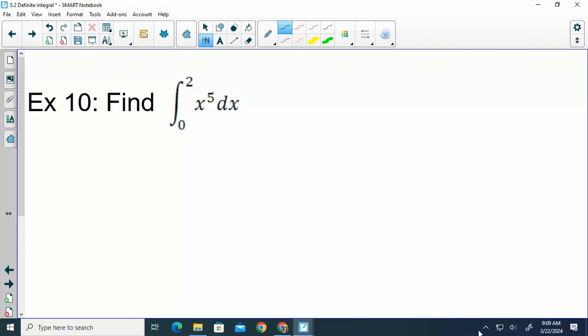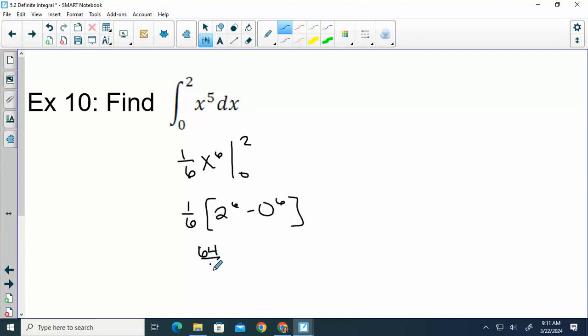All right, you guys do this one. Antiderivative of x to the 5th, from 0 to 2. If you want, you can pull your 1/6 out. So you have 2 to the 6th minus 0 to the 6th. 2 to the 6th is 64, minus 0 is 64 over 6. All right. Going well? Next one.